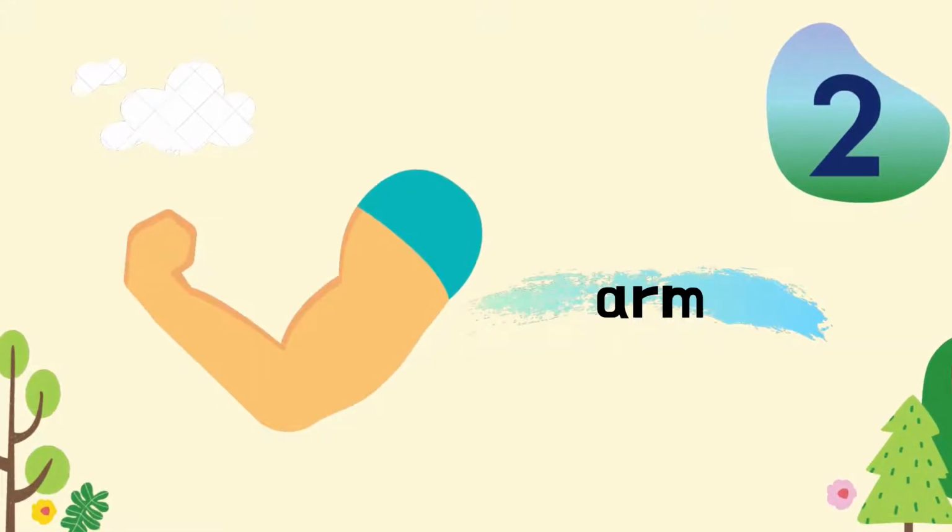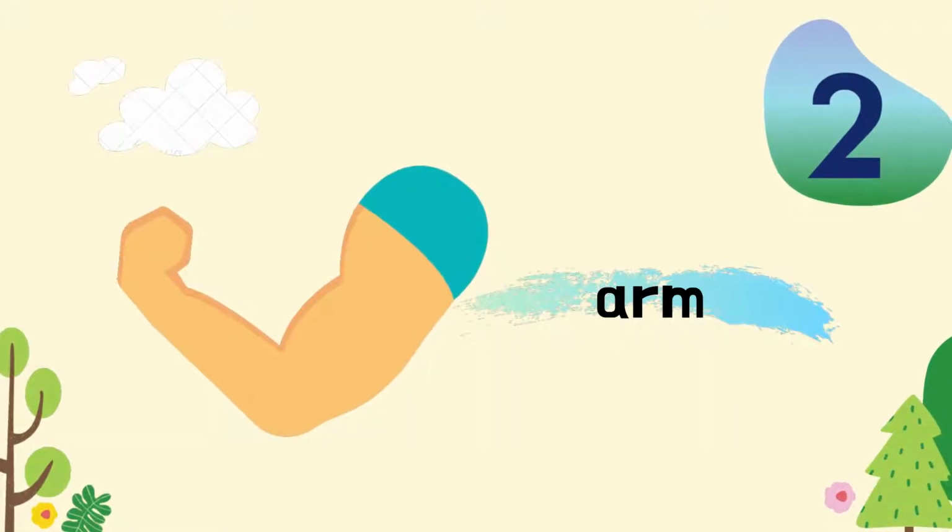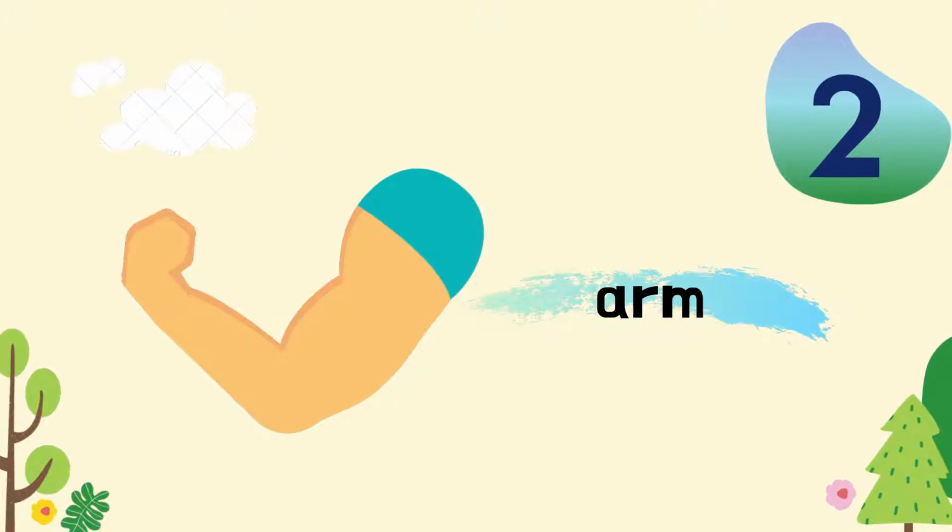Number 2. Arm. As you see from the picture, the long one is arm. The short one, I'm going to show you the next picture, that one we call hand. For this picture, this is what we call arm. Let's read together again. Arm.